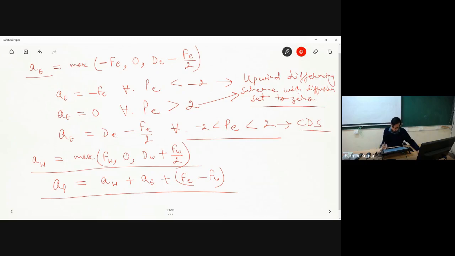Okay, and when we are applying the CDS scheme for Peclet number within -2 to 2, the coefficients I am getting in the hybrid differencing scheme are exactly similar to that. Is this point clear?